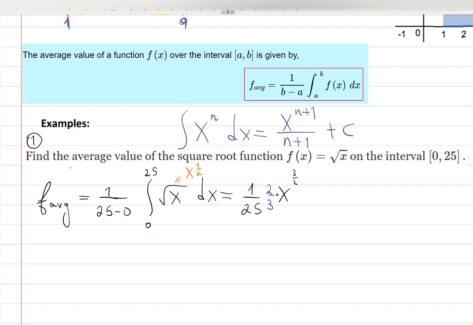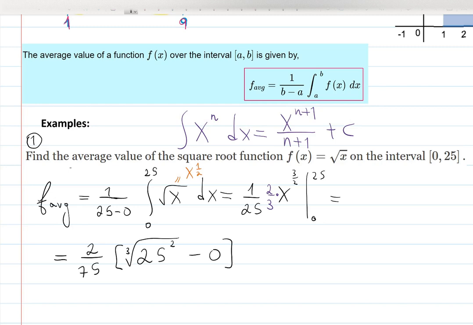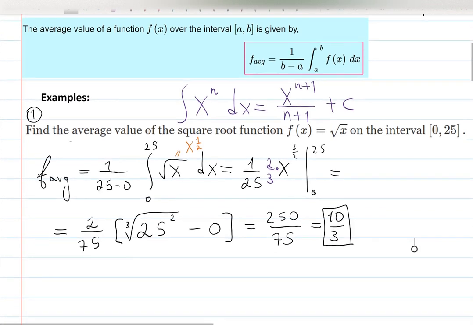For the definite integral, instead of plus c, I will have a bar from 0 to 25 equals 2 over 75. That's 25 times 3. And then I will have top minus the bottom, 25 raised to the 3/2. That actually means I will square root it and then cube that number, minus 0. And the final answer will be 250 over 75, which is 10 over 3. That's the average value.